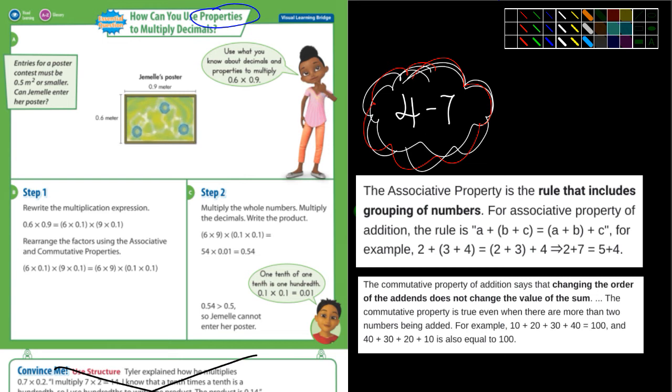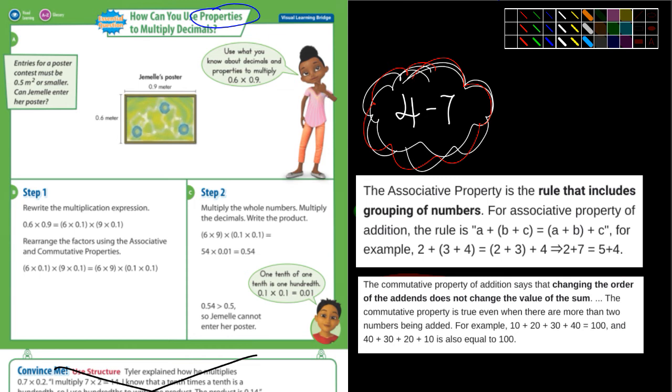Okay? Just remember that. Commutative property doesn't have to do with grouping, but it has to do with order. So the commutative property of addition has to do with changing the order. That's the main thing I want you to remember. Commutative property is changing the order. So here's a real good example. 10 plus 20 plus 30 plus 40 equals 100. Well, 40 plus 30 plus 20 plus 10 also equals 100.